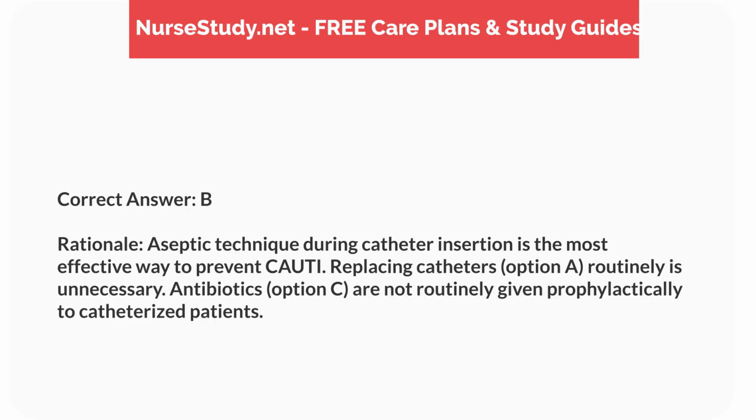Correct answer, B. Rationale: a septic technique during catheter insertion is the most effective way to prevent UTI. Replacing catheters, option A, routinely is unnecessary. Antibiotics, option C, are not routinely given prophylactically to catheterized patients.